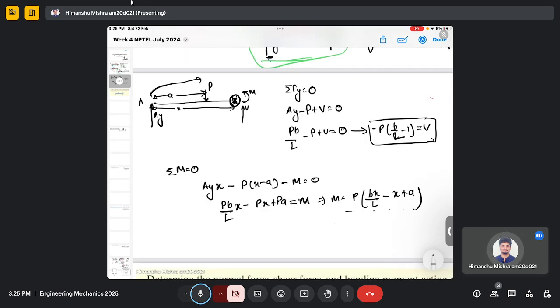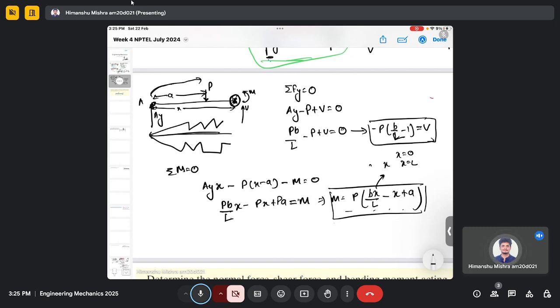Now you can actually keep changing this x from x equals 0 to x equals L, and you can see the variation of the moment along this beam, and you can see M varies linearly. I mean, M depends linearly on x. So the plot you will have here will be linear. It should be either this or it should be either this.